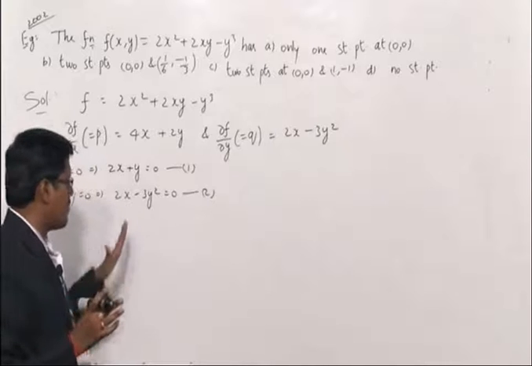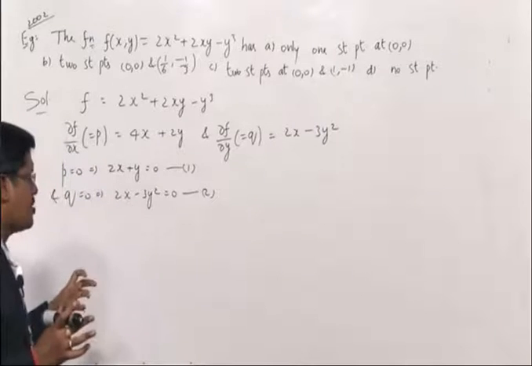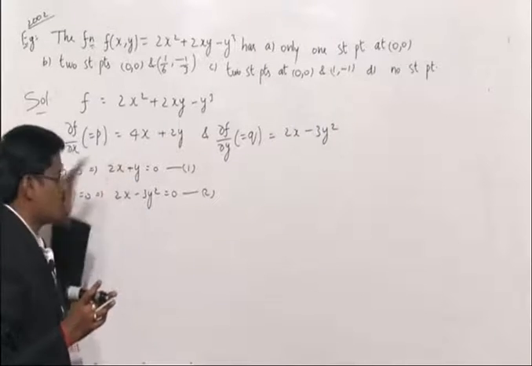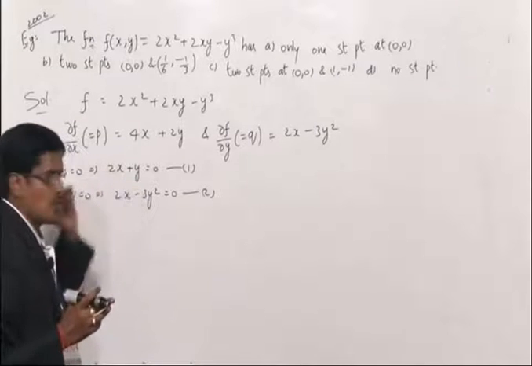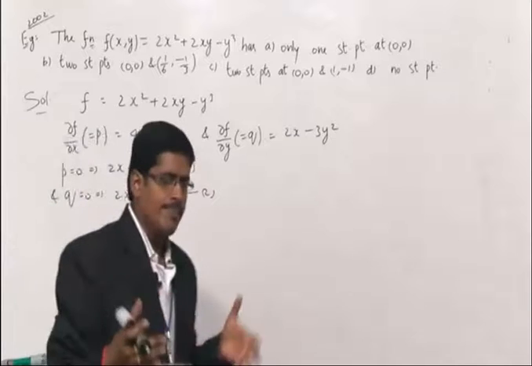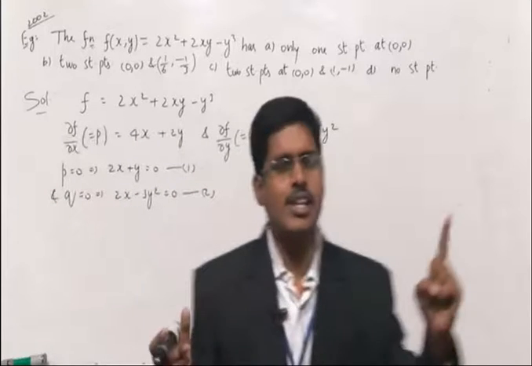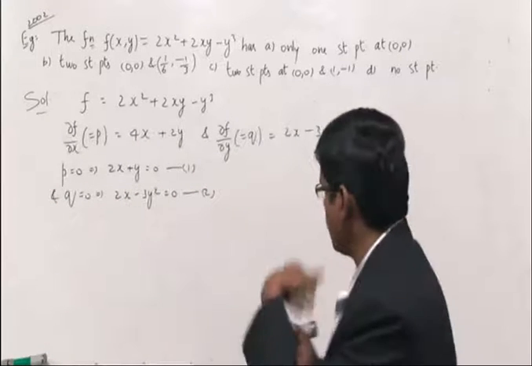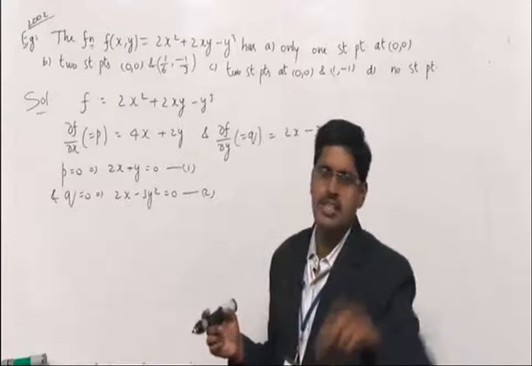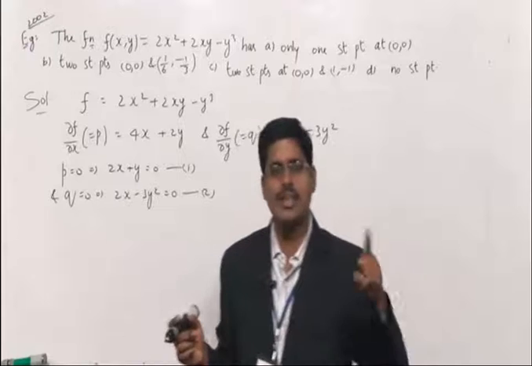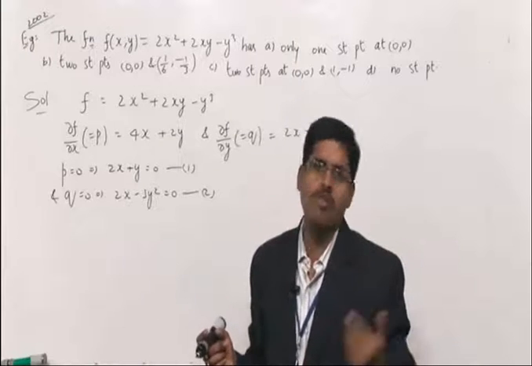That means you find x and y values, the stationary points. That means solving these two equations. If it is difficult to solve, then you try to get a third equation containing only one variable. That means using one of these equations, find y or x and substitute that value in the other equation, so that you get a third equation containing only one variable. Then only it is solvable.